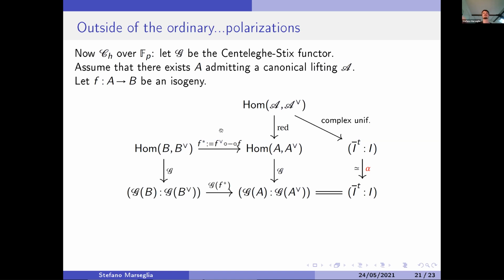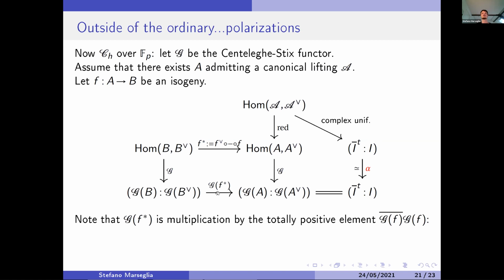Then again, we apply the functor G, and this F star is going to correspond to a map G of F star. So we understand the polarizations of A inside this complex world. And now, in order to translate this polarization into a polarization here, we are going to have to apply alpha and this element to G F star.